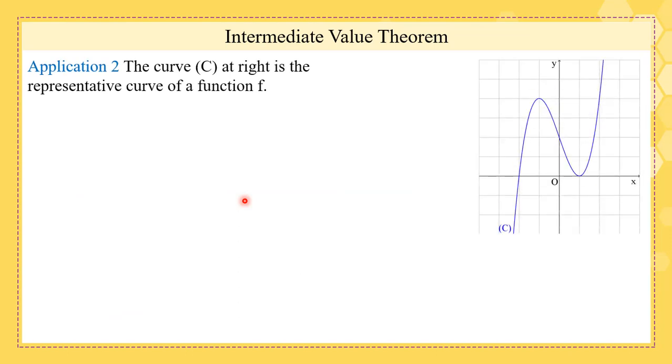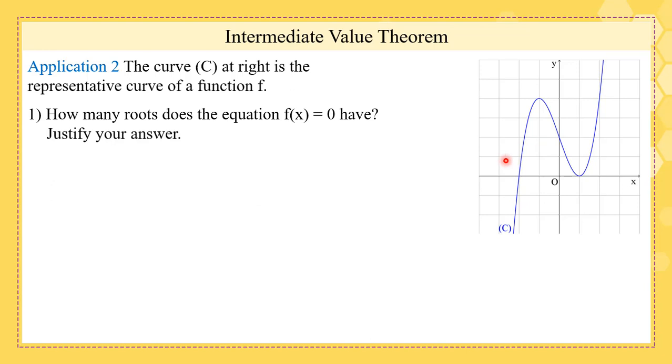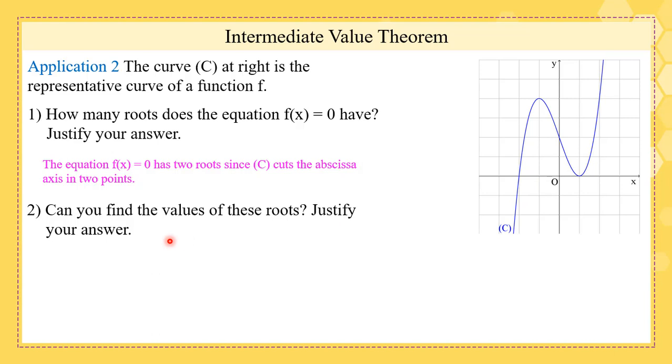Another application: this is a curve that represents a function f. The first part asks about the number of roots of the equation f of x equals 0, and we need to justify the answer. Try to do it alone. Now here, remember, when we have the graph, we don't have to go on talking about the intermediate value theorem because you can just see it graphically. So the equation f of x equals 0 has two roots, since C cuts the abscissa axis in 2 points. In fact, these are the roots. This is one of them, this is the other one. Can you find the values of these roots to justify your answer?